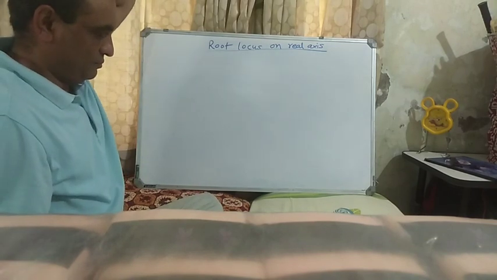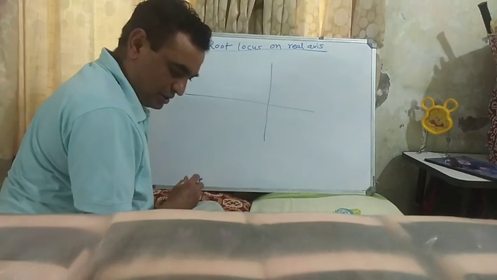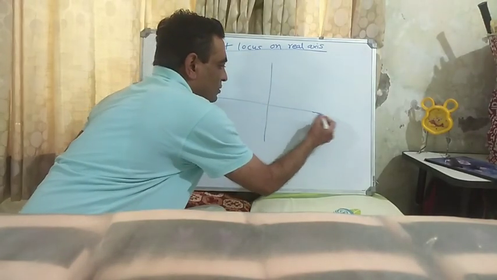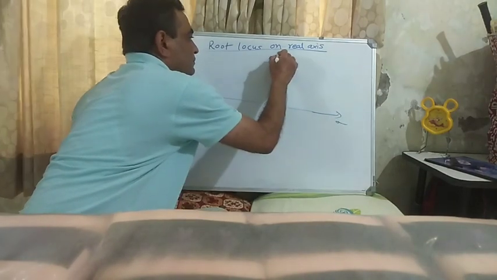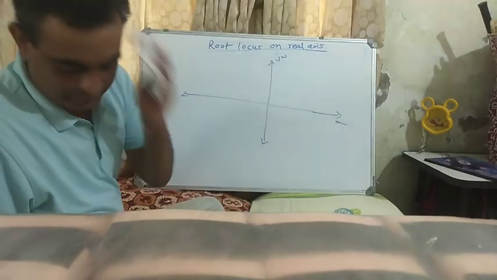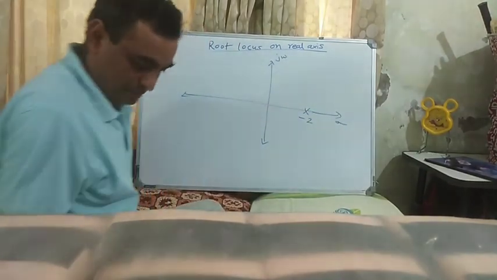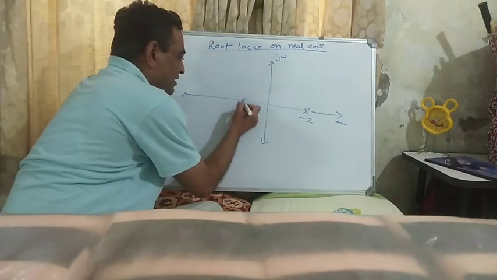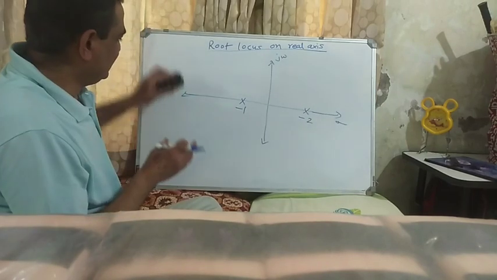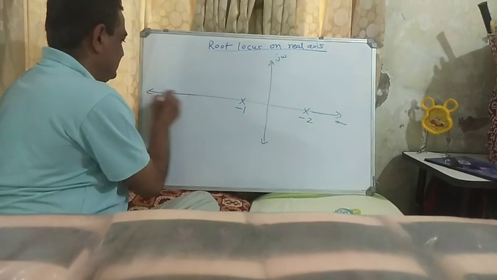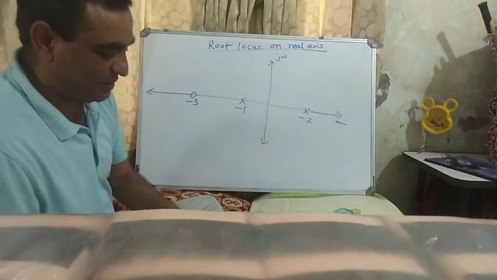So, as we discussed the mapping, you can say there is one pole at -2, there is one pole at -1, and there is a zero at 0. If I extend this, there is a zero at -3. Okay, this is the pole-zero mapping.